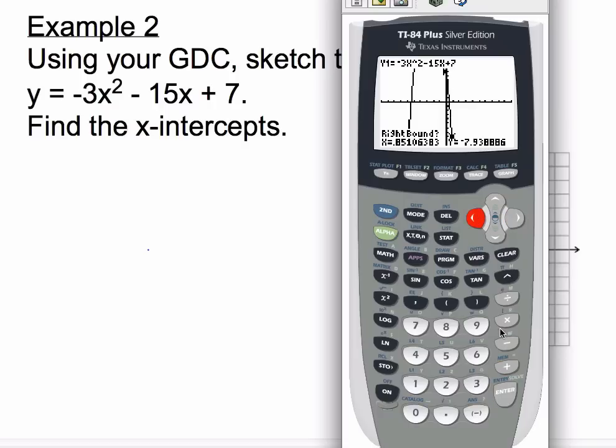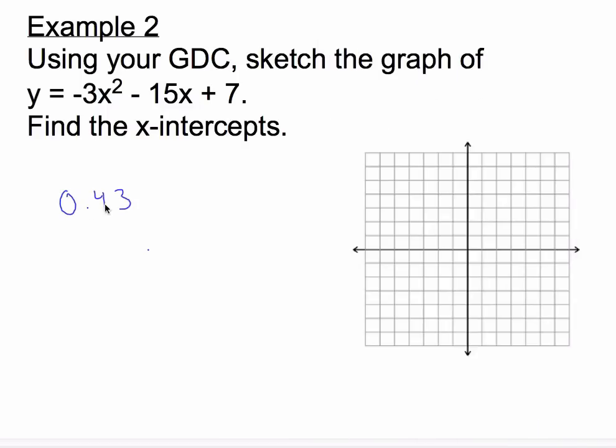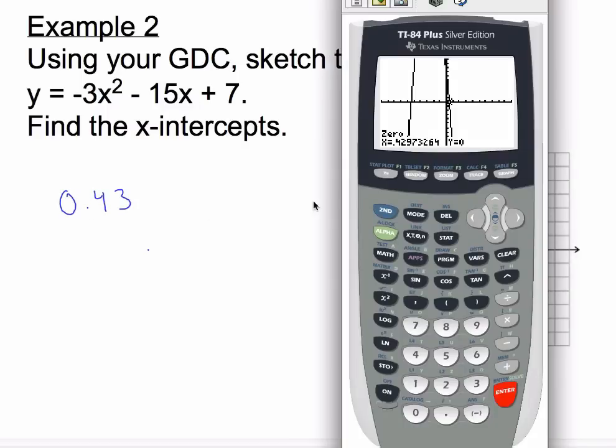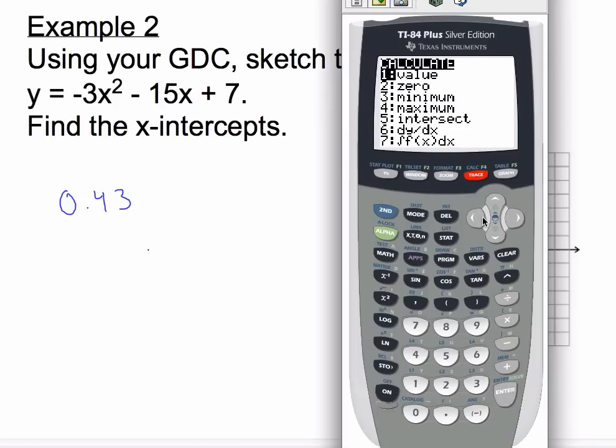So I am to the right of it now. Press enter, then go towards it. I'm right on it there right now, so press enter. And it's about 0.43, we'll say. So the first one is 0.43. And we'll do the same procedure to find the other one.